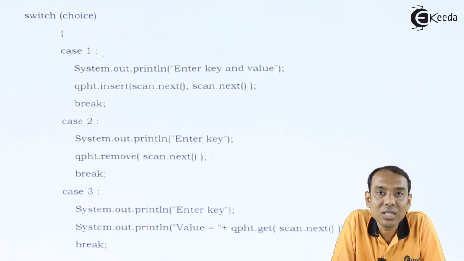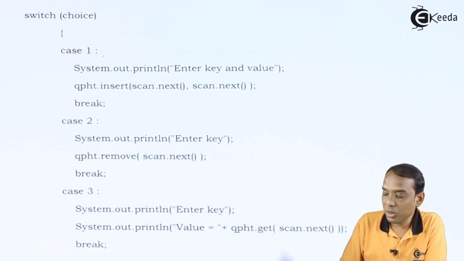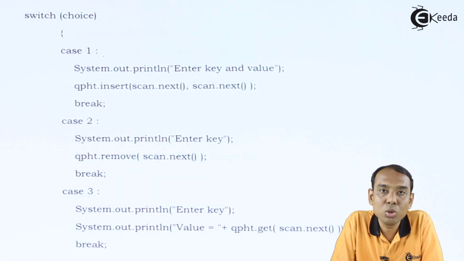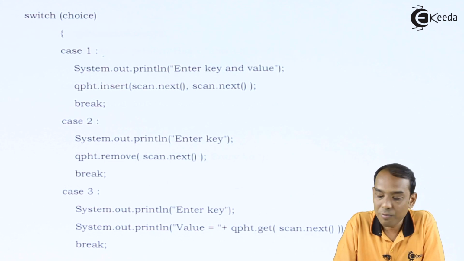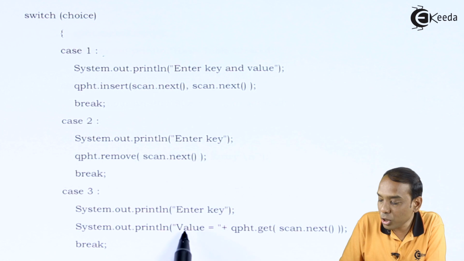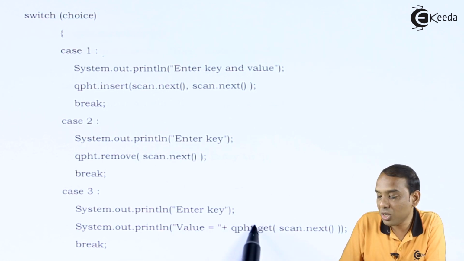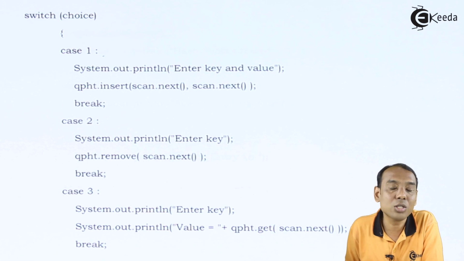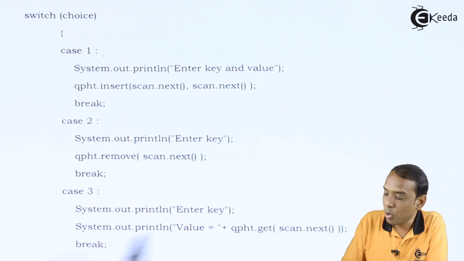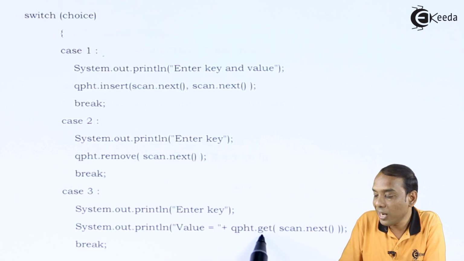Now we will move to case number 3. We have to enter the key so that the user gets the chance to get the key and its corresponding value. We have System.out.println enter key, and its value is fetched based on the get function. We write down value equal to QPHT, the object of the class QuadraticProbingHashTable. We are going to call the function called get. We write down QPHT.get(scan.next), that is your key.